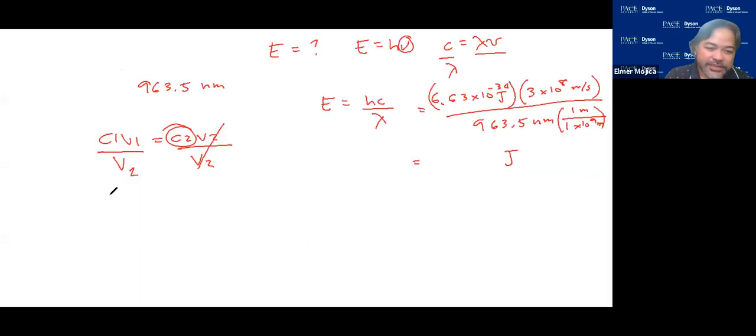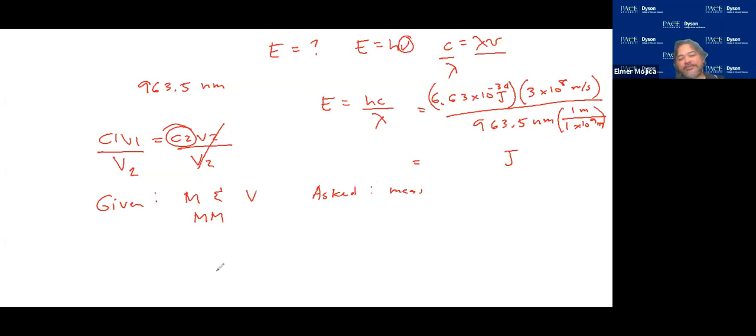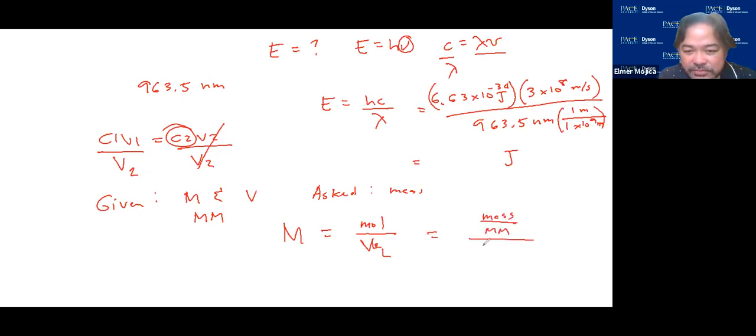So what's the one that's given? Molarity and volume. And the one that's being asked is the mass. Another one that's given is the molar mass. So if you remember, molarity is equal to moles over volume in liter. And you can break down moles as mass over molar mass, over volume in liter. So if you have it like this, this is given, this is given, this is given, and you need to get the mass.